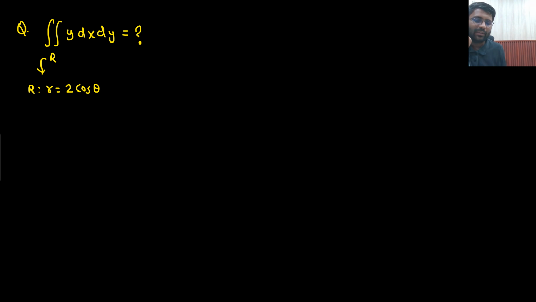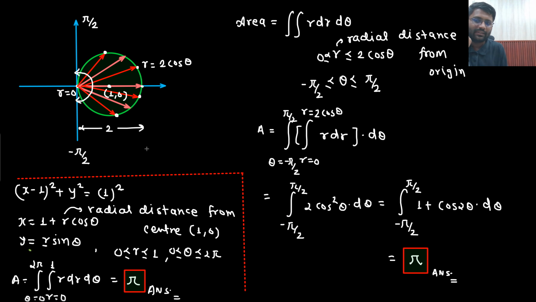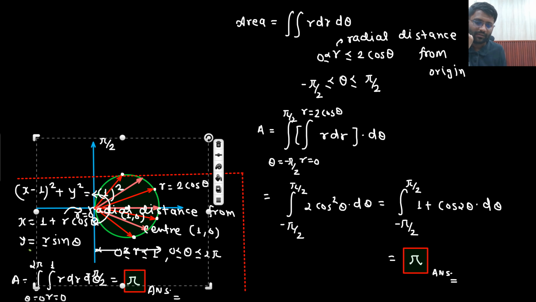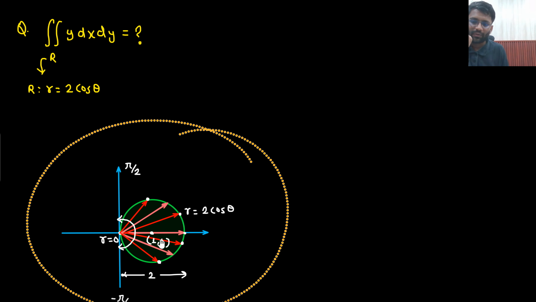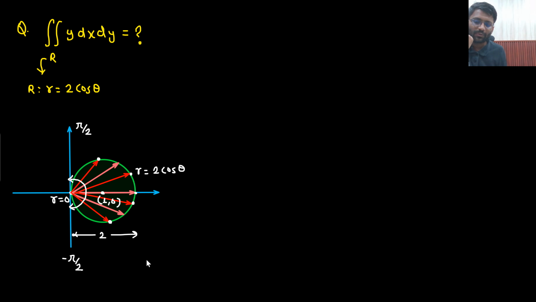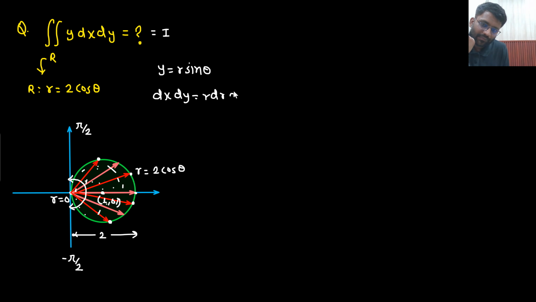Over this region R, which is r equals 2 cos theta, what you will do is make the region. In the examination, first of all, you will draw this region. You have drawn this region. So over this region, what are we supposed to calculate? We are supposed to calculate this, this is your I. What is y here? y equals r sin theta. What is dx dy? dx dy is nothing but r dr d theta.